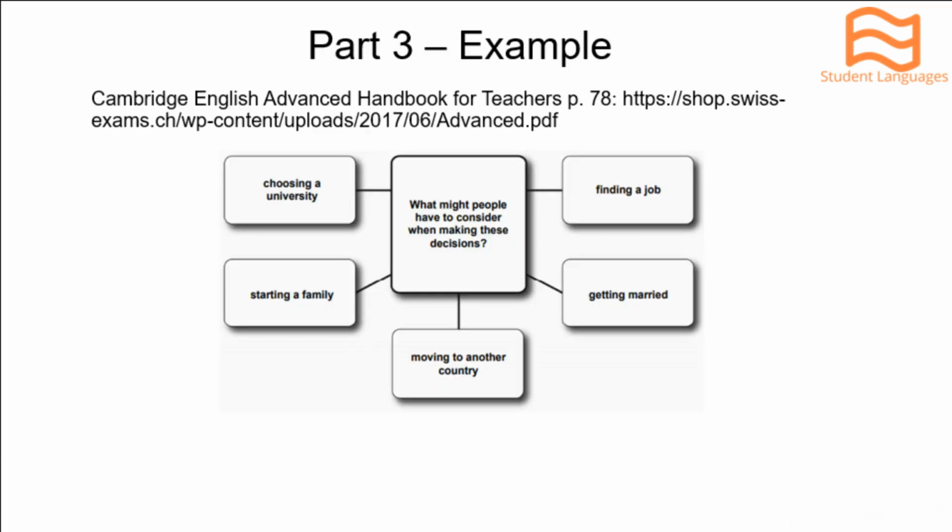So, here is a typical question or topic in the middle, and then we have the 5 prompts to talk about surrounding it. Now this example, which we can see here, has come from the Cambridge English Advanced Handbook for Teachers, and specifically it's come from page 78. And you can access this document here at this website. If you type this into your web browser, you will find the Cambridge English Advanced Handbook for Teachers. And on page 78, the page numbers are at the bottom of the pages, you will see this example here.